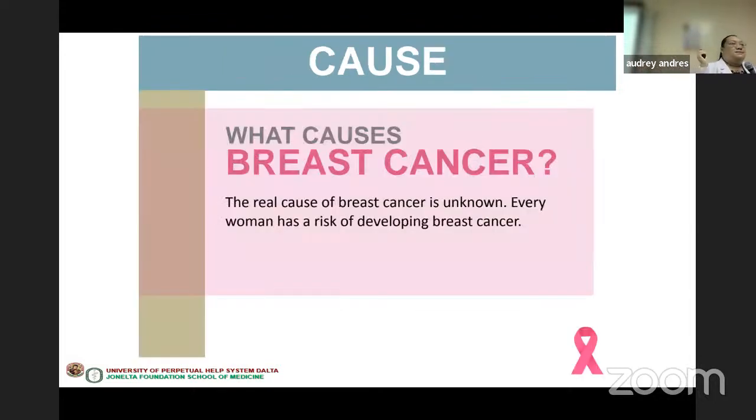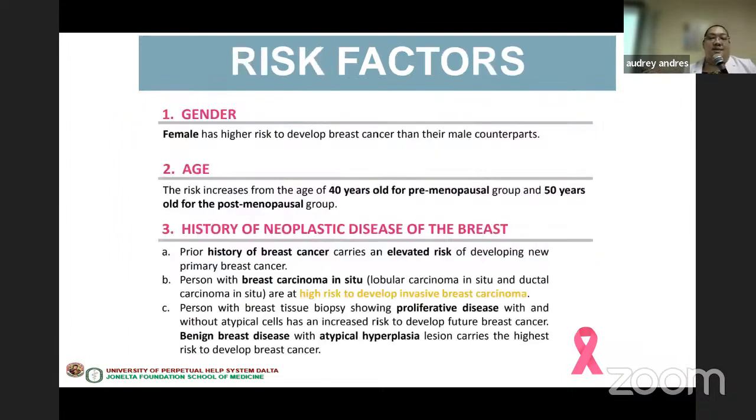And what causes breast cancer? Unknown. And every woman has a risk of developing breast cancer. And mind you, it's not just women who have breast cancer. Males can have breast cancer as well. So what are those risk factors? Of course, being female by itself, you have higher risk to develop breast cancer.